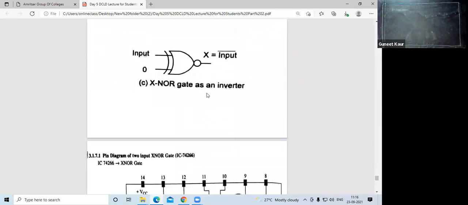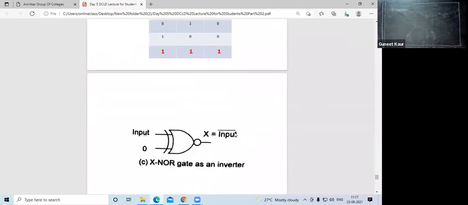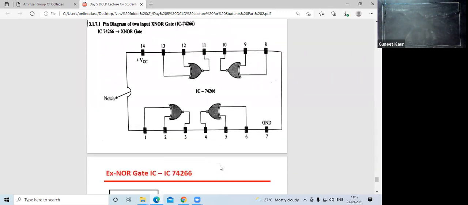Okay, next is this can also be used as your inverter if your input is 0. So in case of 0 0, you have seen that output is 1. So we will get the input bar, that is if it was 0, then output is your 1. If it is 1, so for 1 0 combination output is your 0. So if you are giving the input as 1, then you will get the input bar that is equal to 0. Okay, so it will work as your inverter. Next is your IC 74266 which is used for your XNOR gate. Okay, there are also 4 XNOR gates.